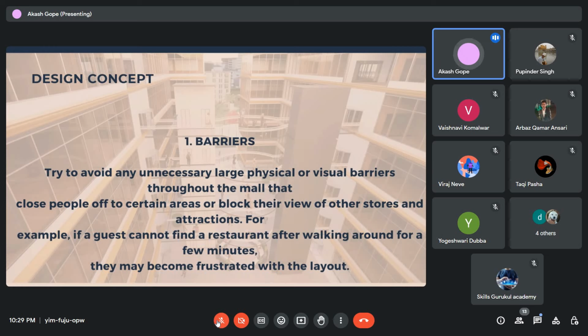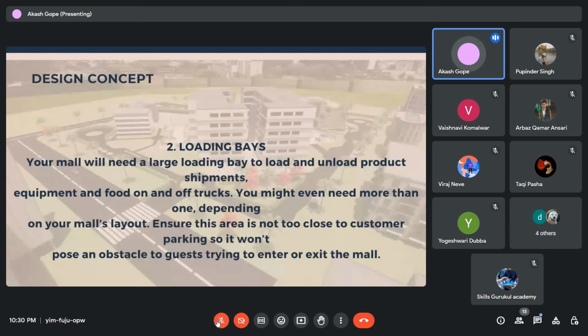Design concepts. Barrier: try to avoid unnecessarily large physical or visual barriers throughout the mall that close people off from certain areas or block their views of other stores and attractions. For example, if a guest cannot find a restaurant after walking around for a few minutes, they may become frustrated with that layout.